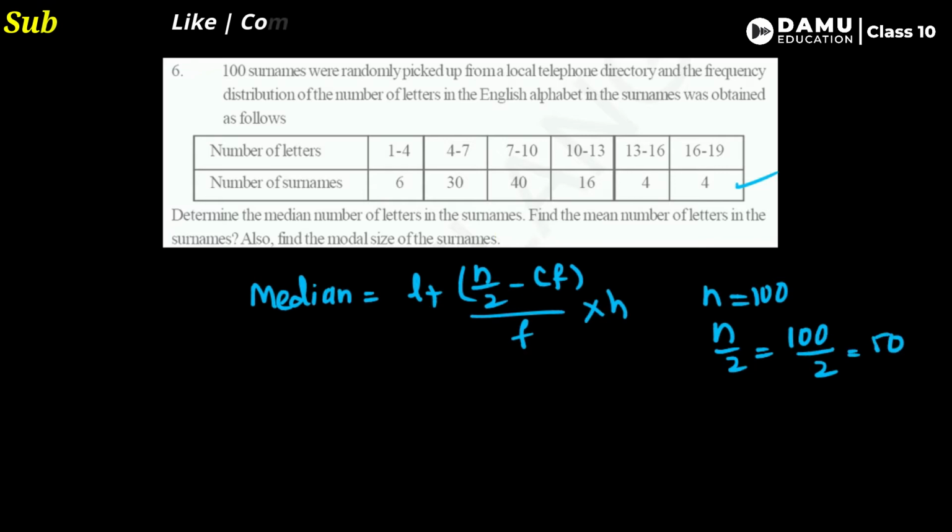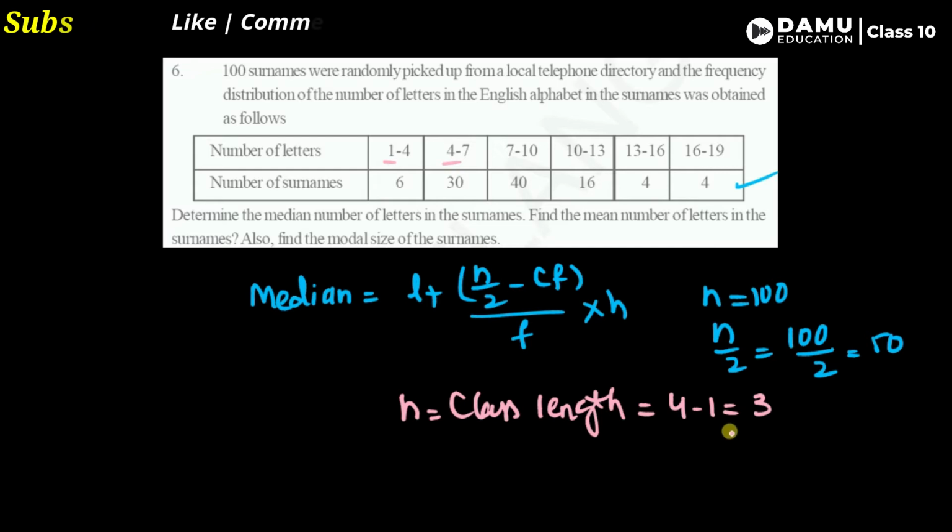Next, what is the class size? That is h, the class size, or class length. So h is equal to the difference between the lower limits of any two consecutive classes, or the upper limits of any consecutive classes. So 4 minus 1, we will get 3. So h is equal to 3. These are the values we have to calculate.